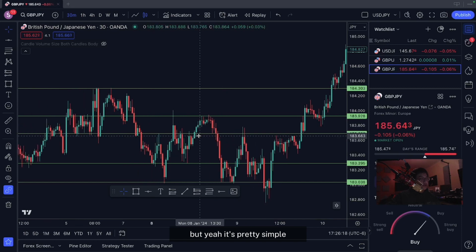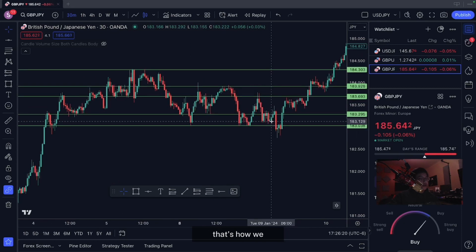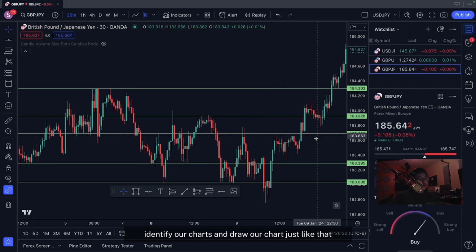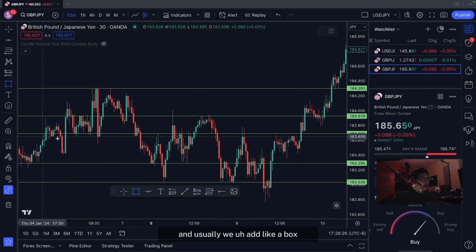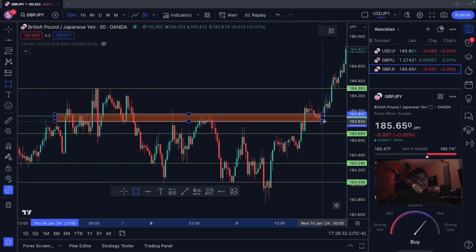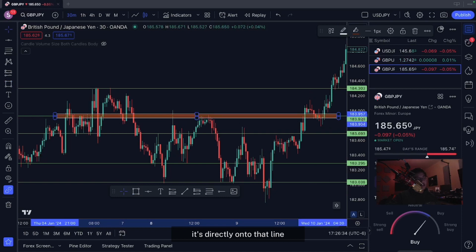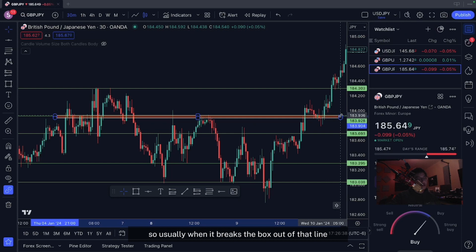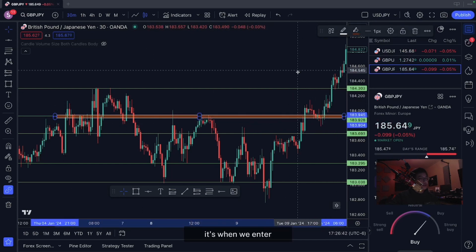But yeah, it's pretty simple. That's how we identify our charts and draw our charts, just like that. And usually we add a box, so until it breaks that box. Because the line, I mean, it's directly onto that line, but sometimes it ranges in between that line. So usually when it breaks out of the box around that line, it's when we enter.